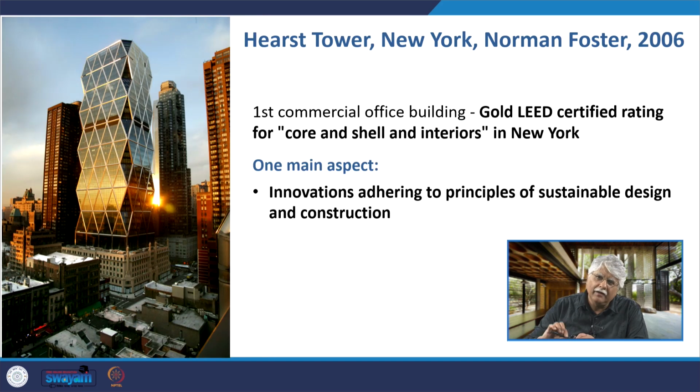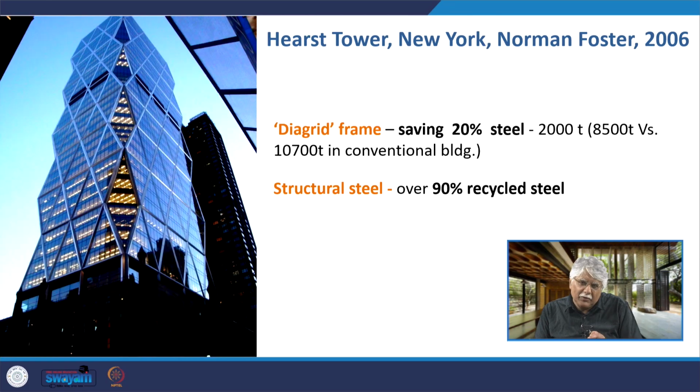In the Hearst Tower, the first commercial office building that got a gold LEED certified rating in core and shell interiors, we talked about it. One of the reasons was the innovations which adhere to the principles of sustainable design and construction, and that was because of the Diagrid frame. As I mentioned to you in the earlier lecture, the Diagrid frame was not adopted with the understanding that it will reduce the requirement of steel, but that is exactly what happened. They were able to save up to 20% steel, that is about 2000 tons.